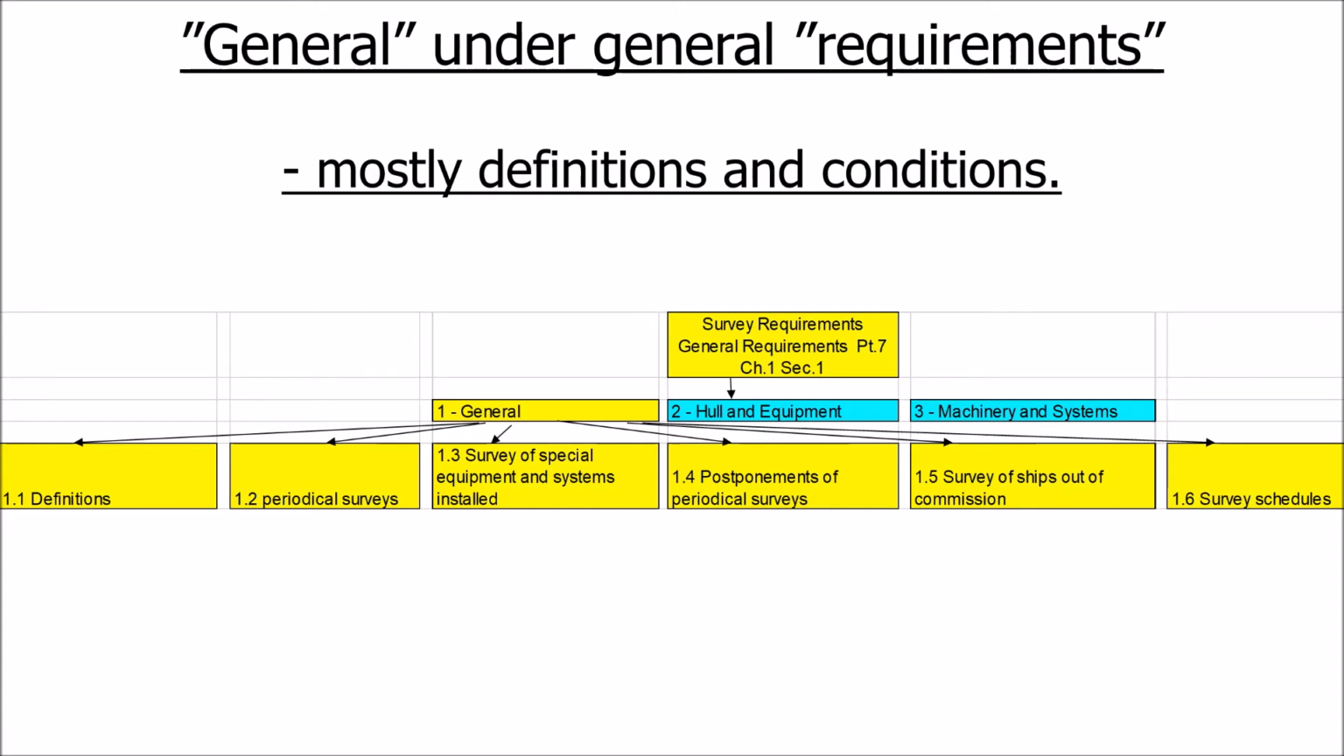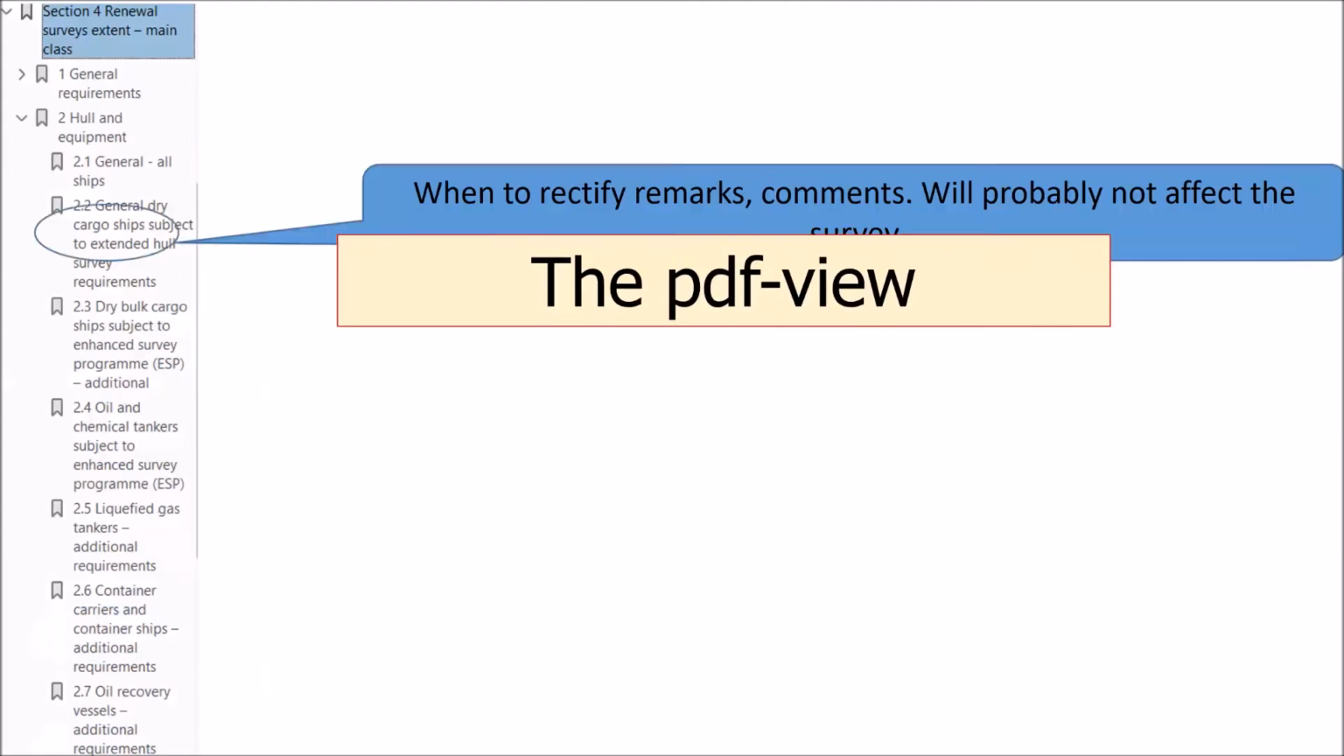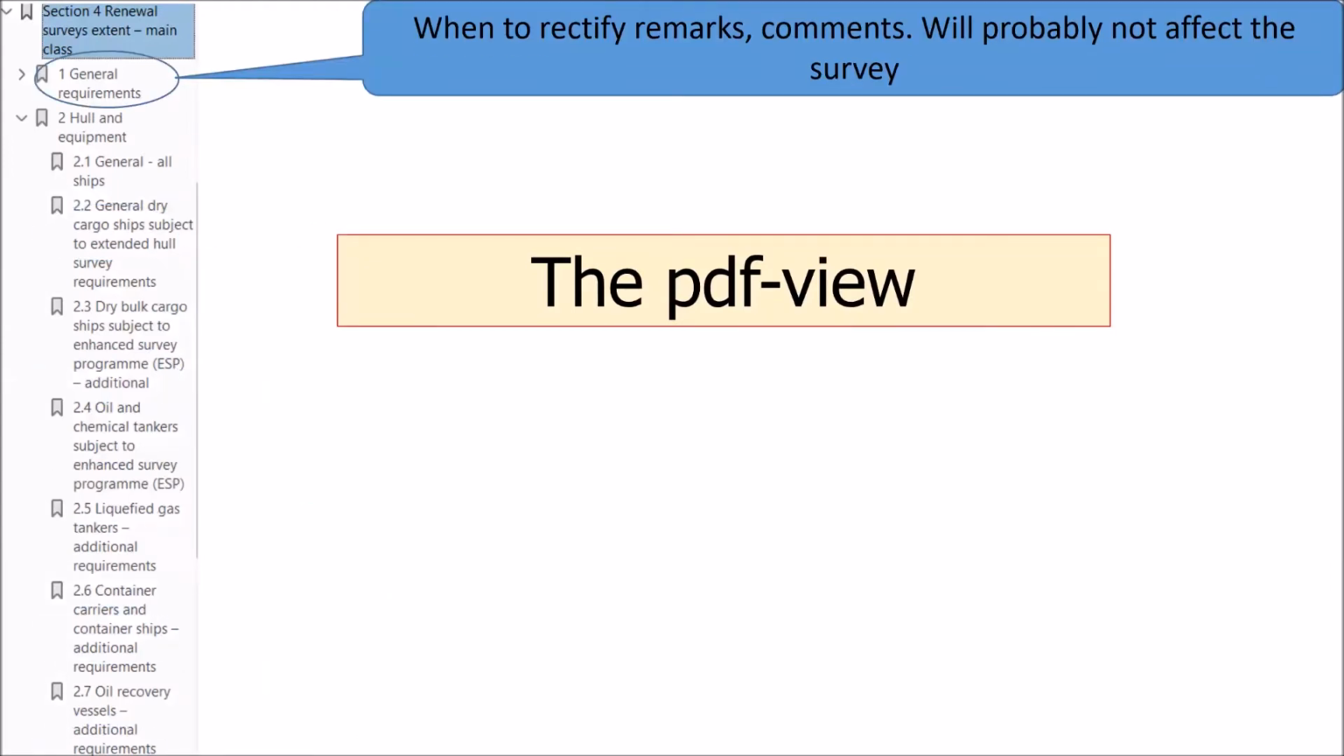How to make the ship get real service certificates again? Well, you check this paragraph here. And 1.6, survey schedules. The next view, I'm going to go over to this PDF view again. First of all, you could just scan this one. It's just half a page. Does this concern me? Probably not.